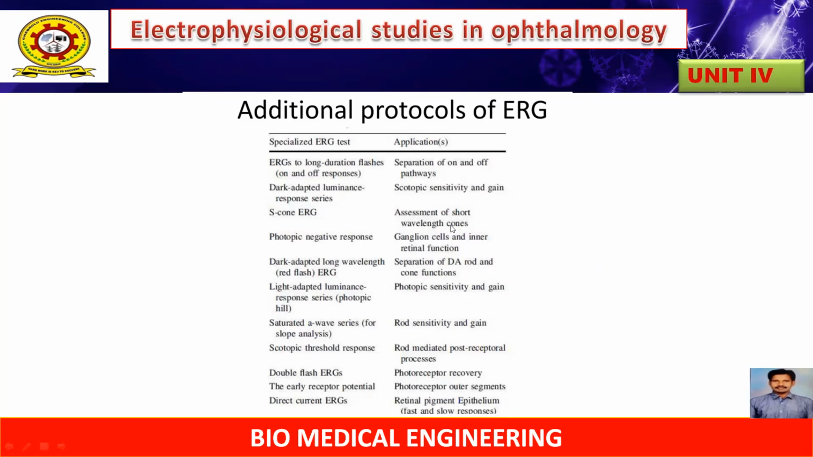Next one, saturated A wave series. So what is the saturated A wave series? That indicates the rod sensitivity and gain. So that is rod sensitivity and particular gain. So that indicates the corresponding ERG. Similarly, double flash ERG, early receptor potential, direct current ERG.